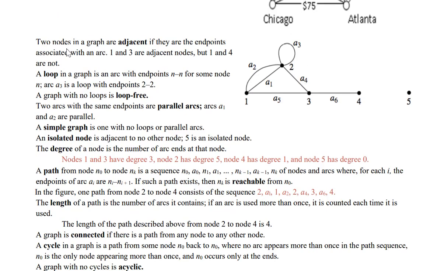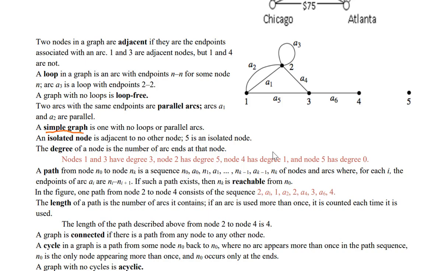When two nodes in the graph are adjacent, like 1 and 3, they are adjacent if they are the endpoints associated with an arc. So 1 and 3 are adjacent, but 1 and 4 are not adjacent. Okay. What is a loop? As I mentioned earlier, this is a loop. A3 is a loop. So we have a loop here. And what is a parallel arc? A1 and A2 are parallel arcs. And this is very important. You may see it in questions.